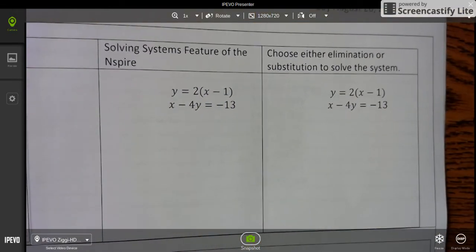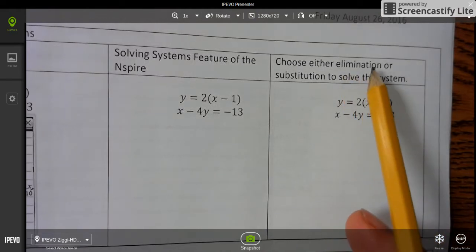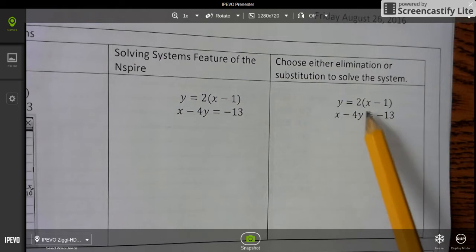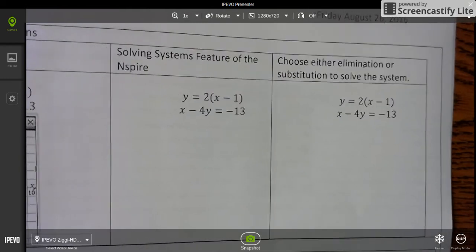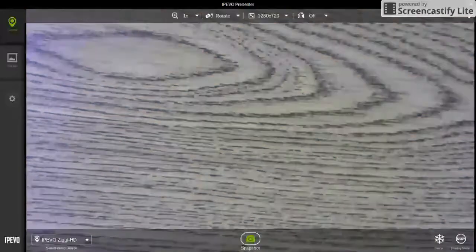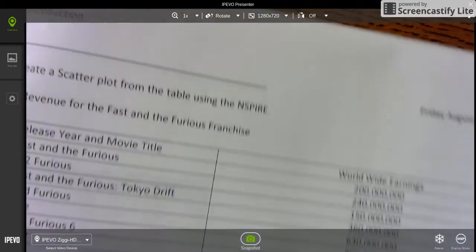Now, I would like you to use your Chromebook, do some studying and reviewing to review how to eliminate or substitute to solve the system. With that, I've explained 5, and you can use those explanations to answer 6 and 7. You can do those on your own. Let's look at number 8.